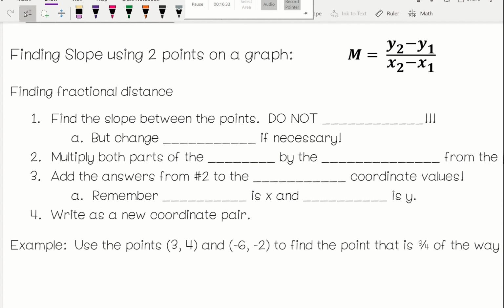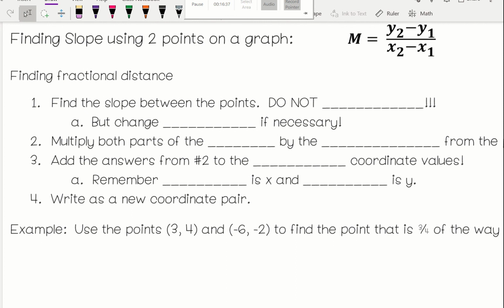Okay. We're going to skip to finding fractional distance. All right, it's really not bad. There's steps. We do have a quiz on this next class, but you do get to use your notes on the quiz. So you get the steps. Okay? So first step, find the slope between the 2 points. Do not simplify.